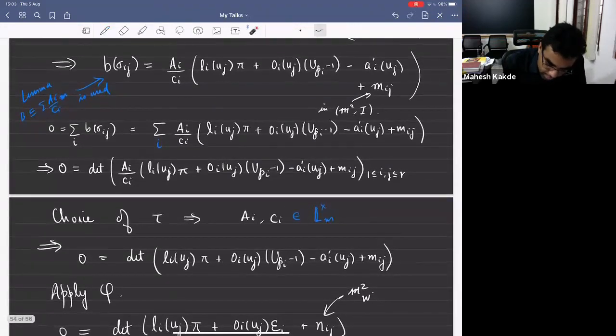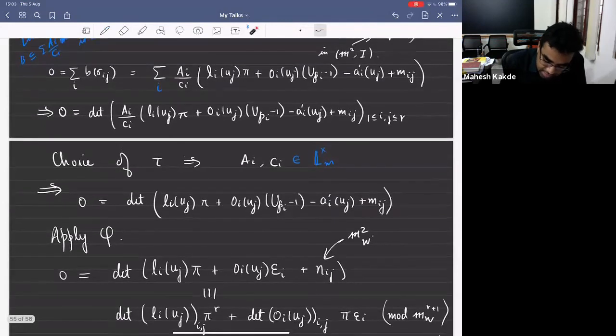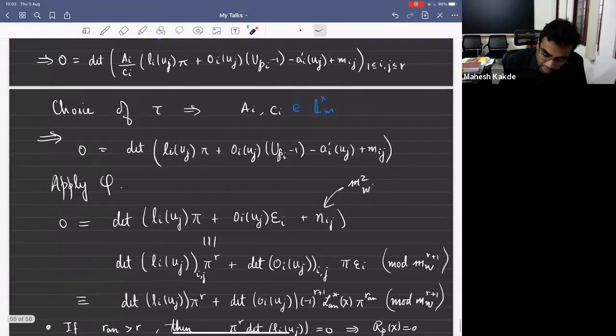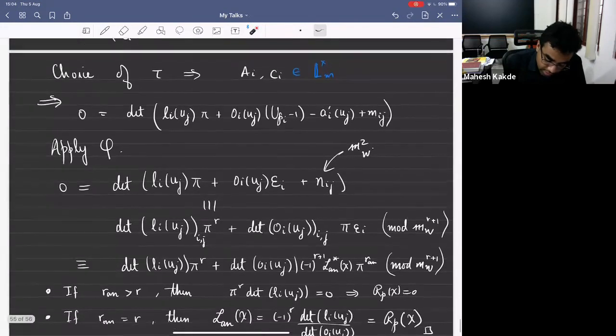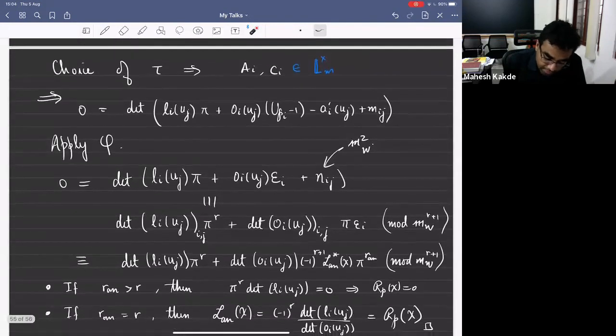Okay. All right. So I can cancel these a_i by c_i's, and whatever remains still has determinant 0. But now everything is integral, so I can apply my phi map to it. Right? Phi is only defined on T_M, not outside that, not on L_M. So I apply phi to it.